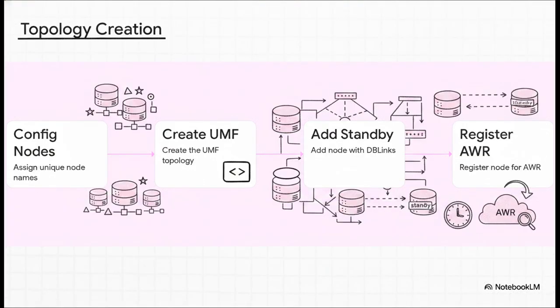With prep done, Phase 2 is the actual topology creation. Start by assigning unique names to every database node in your topology. That's a strict rule, no exceptions. Next, execute the command to create the UMF topology itself. Once that's up, add your standby node into the setup using those validated DB links from Phase 1. And to wrap the whole shebang up, simply register the standby node for the AWR service.